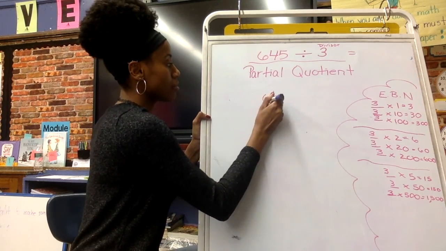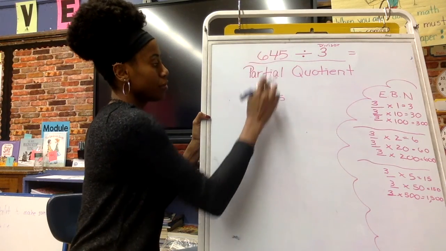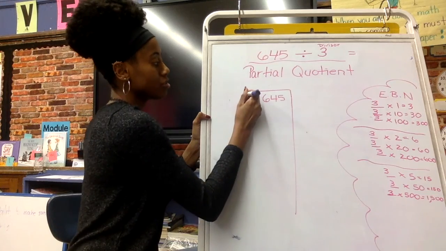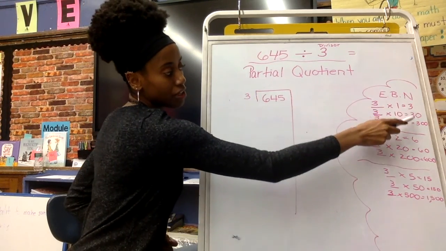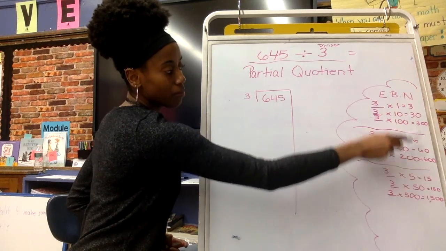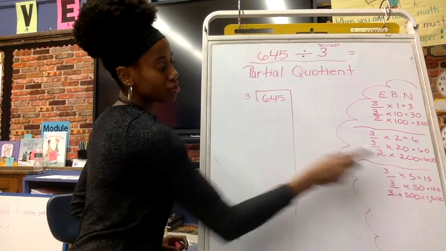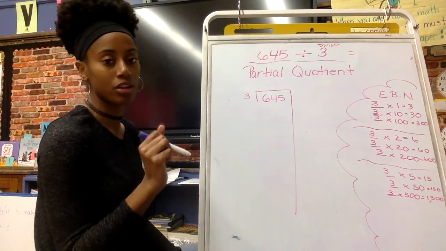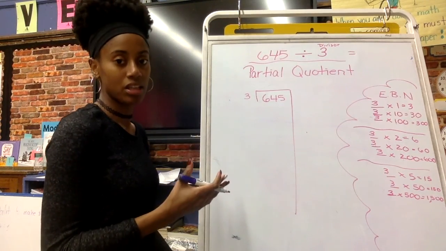All right, so now we're going to go ahead and write our problem. 645, our dividend, goes inside. Our divisor is going to go on the outside. So now we're looking at all of our easy breezy facts, the products, and seeing what number here gets us close to 645 without going over. That's the important thing. You want to make sure it does not go over, because if it goes over, then you will get the answer incorrect.